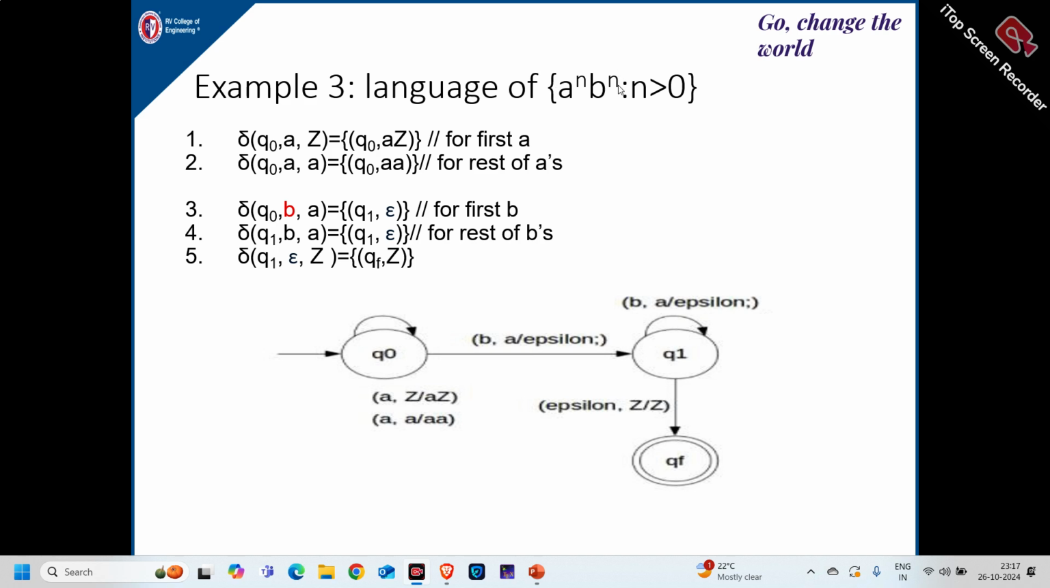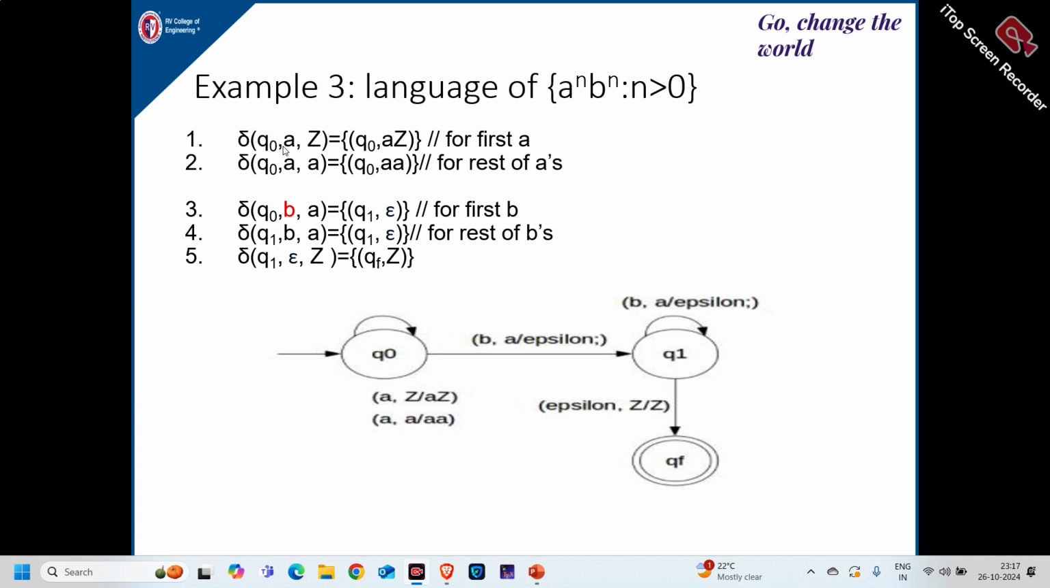Once I process the input string, if it is of the form a^n b^n, then I will be removing all the a's and I will have the initial stack symbol which I had at the beginning. So this is the logic. Now here, initially my PDA will be in the start state q0 and I have the top stack symbol Z. And this is my first input symbol, which is a. There should be at least one a, so a will be the first input symbol.